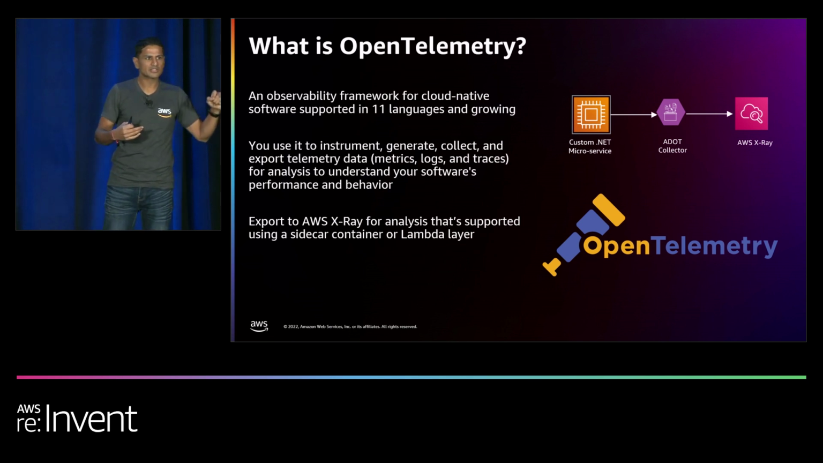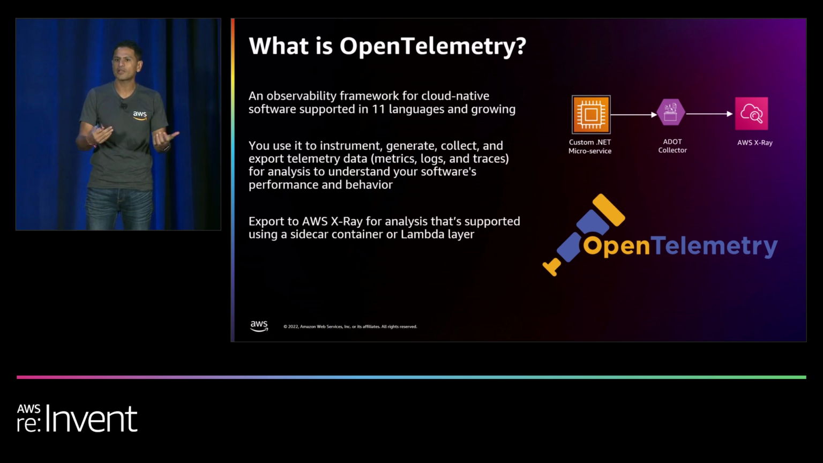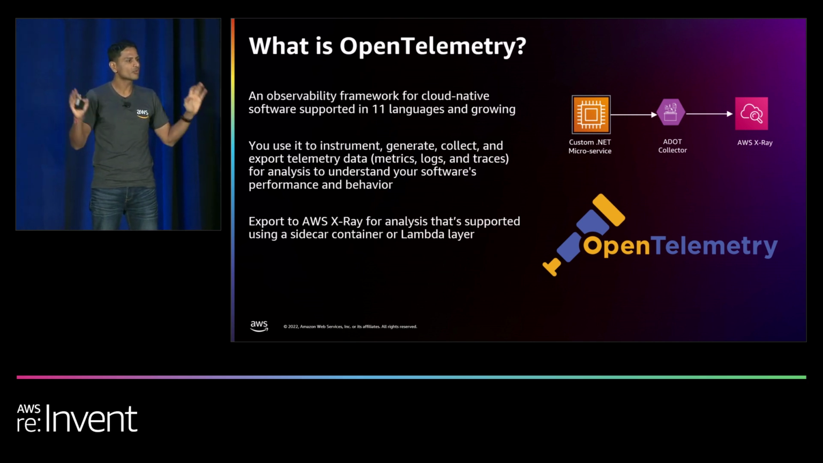So if you take a look at the slide on the left-hand side, we have a simple reference implementation of OpenTelemetry. I have a custom .NET microservice. It's taking advantage of an OpenTelemetry SDK to instrument your application. And then we have an ADOT collector, which stands for AWS Distribution of OpenTelemetry Collector, which is upstream compliant with the open source version. It's ingesting the data, and then you can configure the collector to send data to various visualization engines. For this example, it's sending data to the AWS X-Ray service.